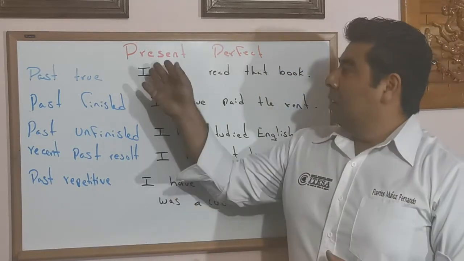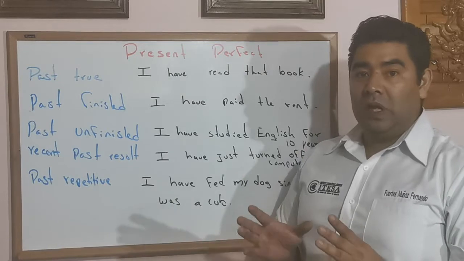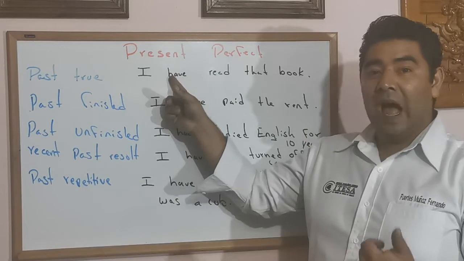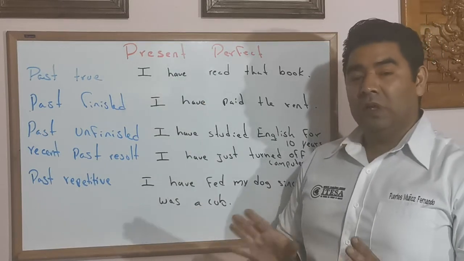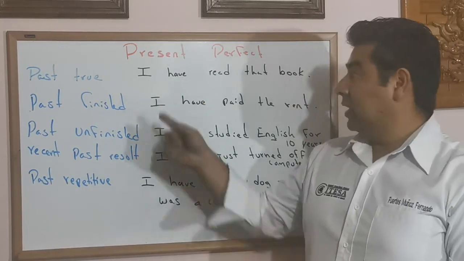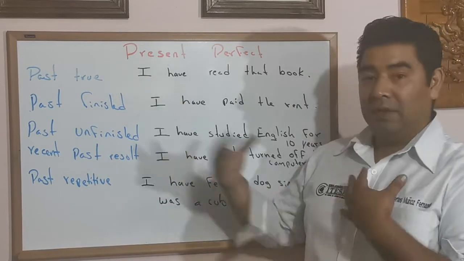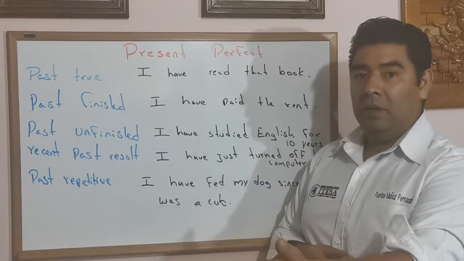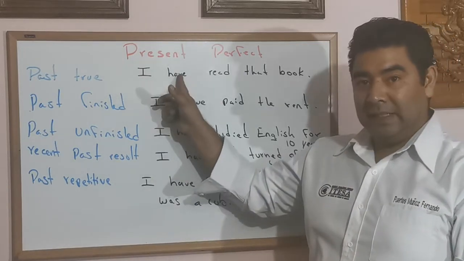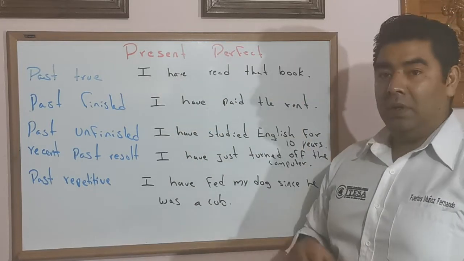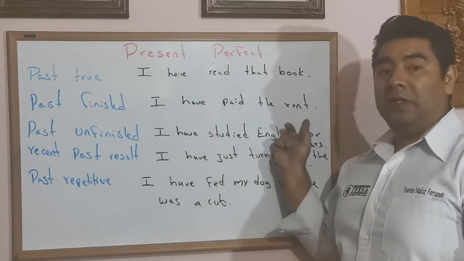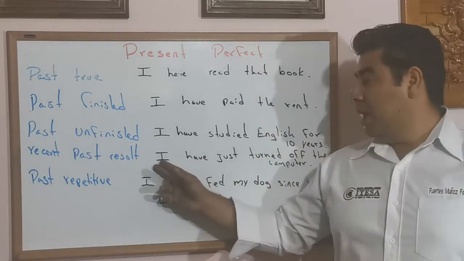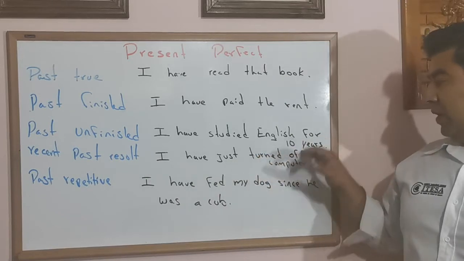Ese es el futuro perfecto. Bien. El presente perfecto consta de un sujeto, consta de un auxiliar que es have o has. Has lo utilizarán las terceras personas. Si aquí en este caso, en lugar de hablar de yo como en primera persona, utilizo una tercera persona como mi madre, diría my mother has. My mother has read the book. My mother has paid the rent. My mother has studied English for 10 years. My mother has just turned off the computer.